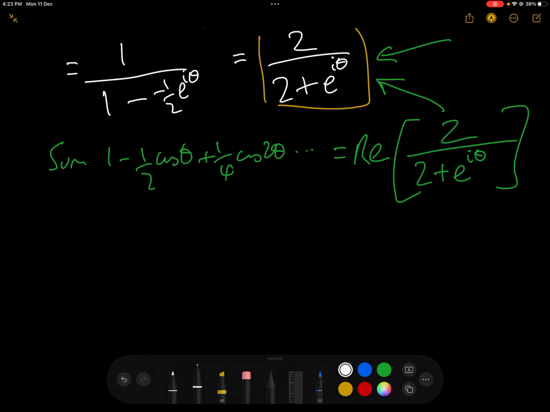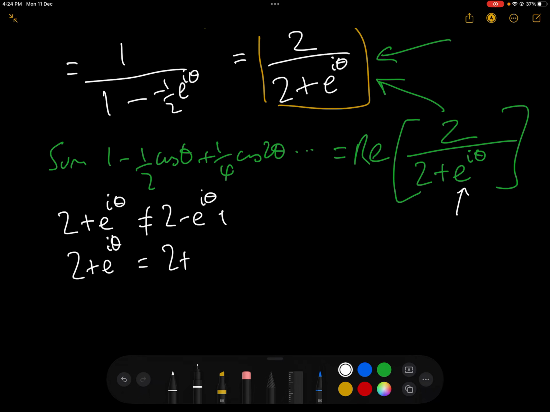Now, finding the real part of this, we need to get I theta on the top. So what we do is we multiply by the conjugate, and the conjugate of 2 plus e to the I theta, this is a common mistake, it is not 2 minus e to the I theta, it is, instead, the conjugate of 2 plus e to the I theta is 2 plus e to the minus I theta.